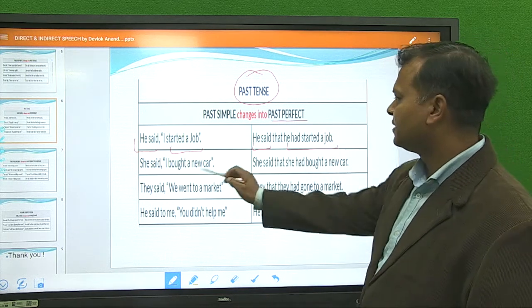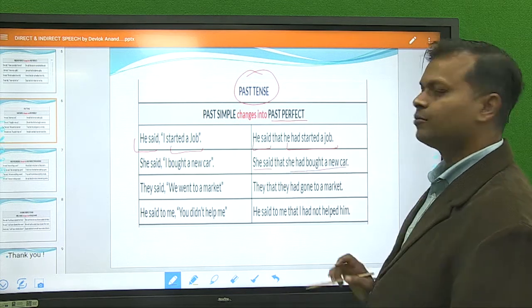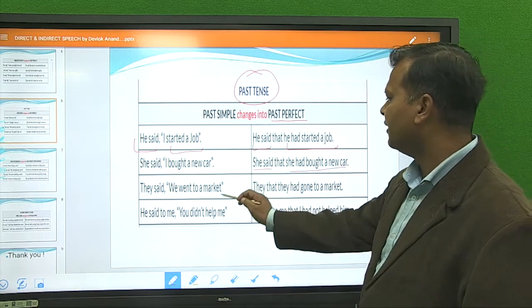Right? She said, "I bought a new car." She said that she had bought a new car. Right, students? They said, "We went to a market."